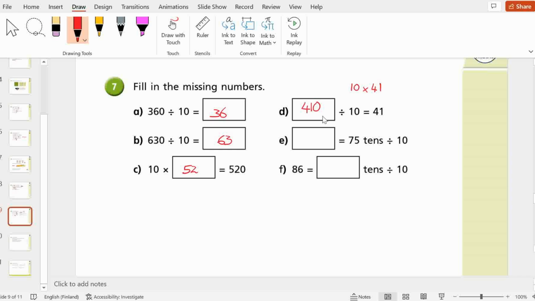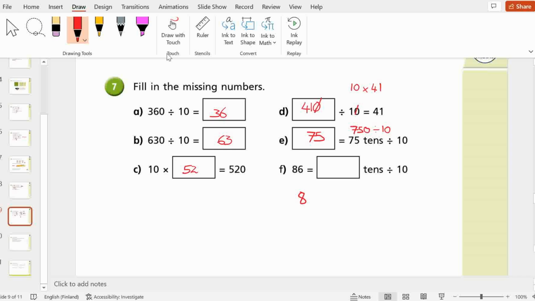So 410 divided by 10 equals 41, yeah? And you can test it out by doing this. And that gives you the answer. Okay, and again, this is just back to front. So first of all, 75 tens, how much is that? Good. Yeah, and then you have to divide that by 10, which gives us, yeah.